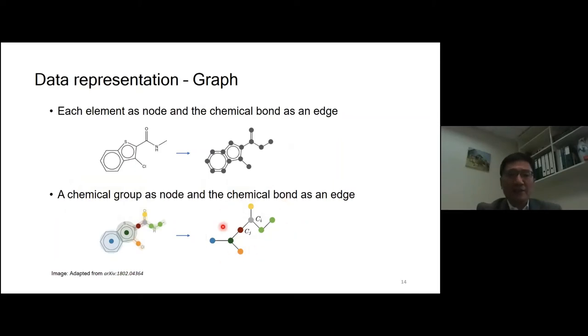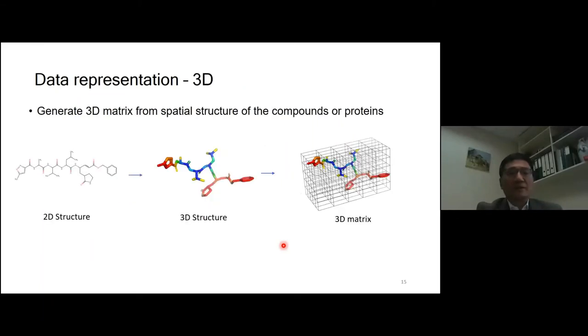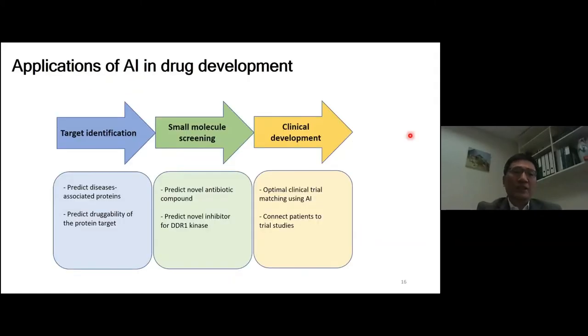So in this case, we can make this molecule generate this three-dimensional matrix from the spatial structures of the compound or protein, as I showed here. So the molecule I can simply make as a three-dimensional matrix. Using this matrix, of course, it will be easier for the computer. We can train the computer.